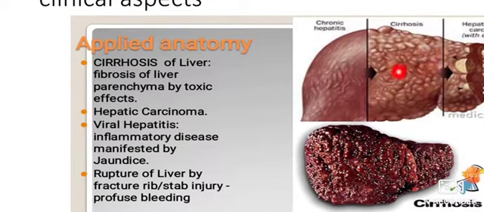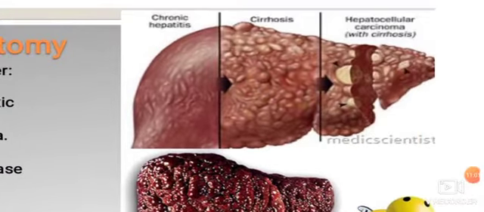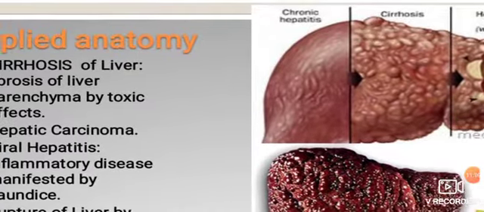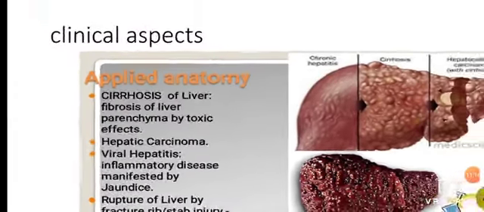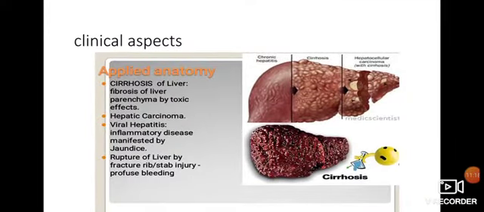Another condition is hepatic carcinoma. This is the area showing hepatic carcinoma. The changes of the cells are like this, hepatic carcinoma. Then the first segment shows hepatitis. So we can write hepatitis, liver cirrhosis and liver carcinoma.